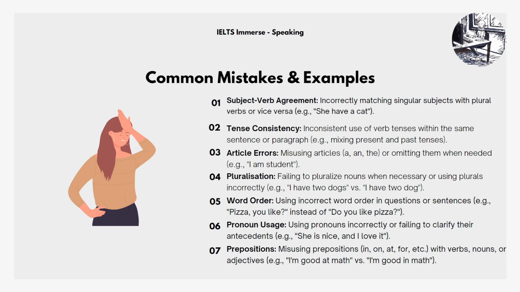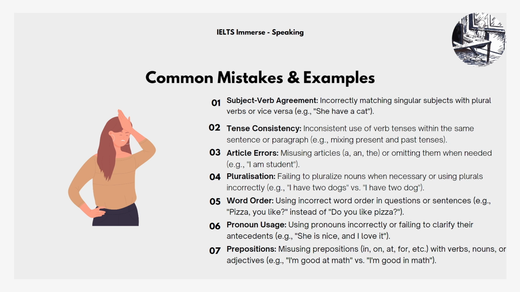I am a student. Pluralization. Failing to pluralize nouns when necessary or using plurals incorrectly. Very common mistake. I have 2 dogs is a lot better, well, it's correct, I should say, instead of I have 2 dog, or I've been to many country, or I like watching movie. I hear this all the time. We do need to make sure that if it's plural, that we hear the S on the end of the regular plurals.